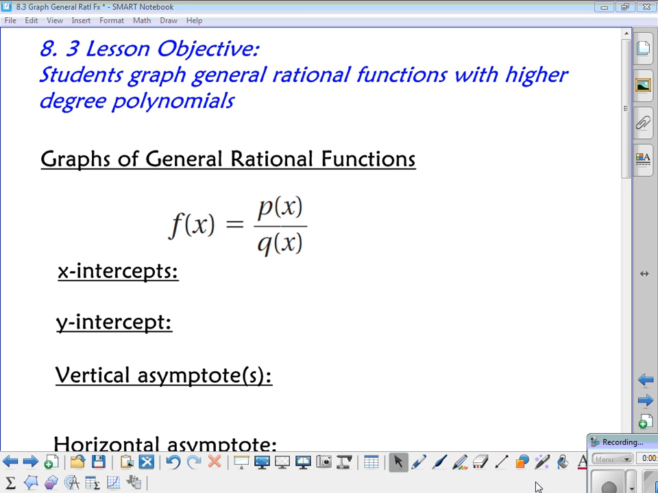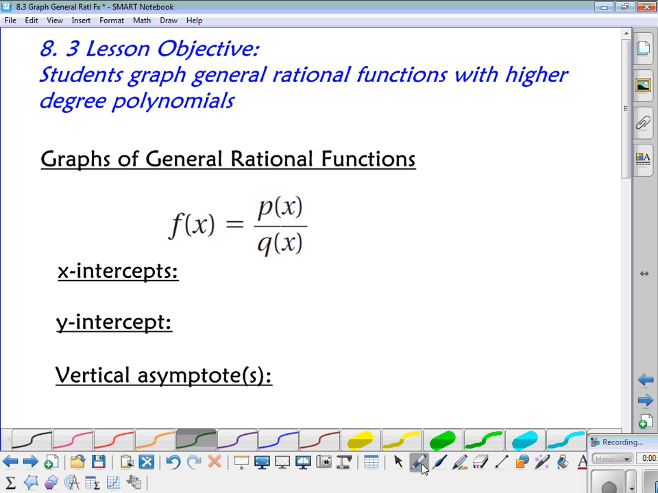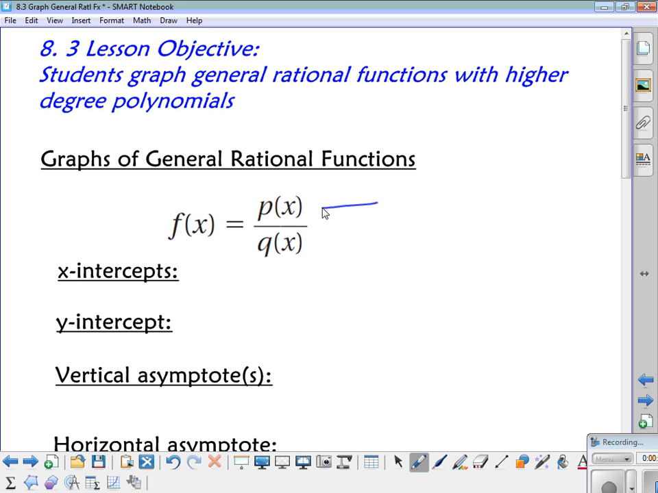All right, so today we're going to be talking about graphing general rational functions with higher degree polynomials. Thus far we've been just dealing with first degree polynomials. We haven't been dealing with anything higher, and so now we're going to start dealing with some that are second degree polynomials. So again, just to remember that when we have a rational function, I have a polynomial divided by a polynomial.